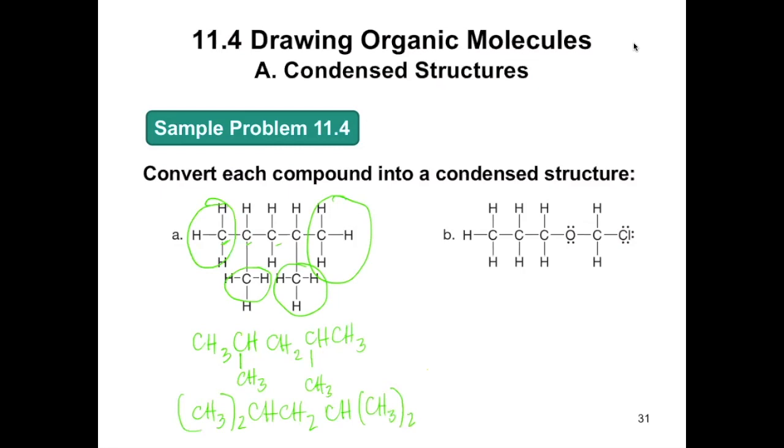Okay po. And then for letter B naman, so condensed structure, yung unang carbon is CH3, and then this one is CH2. Tapos ito ay CH2 na nakaband sa oxygen. And then this one is another CH2. Tapos Cl.